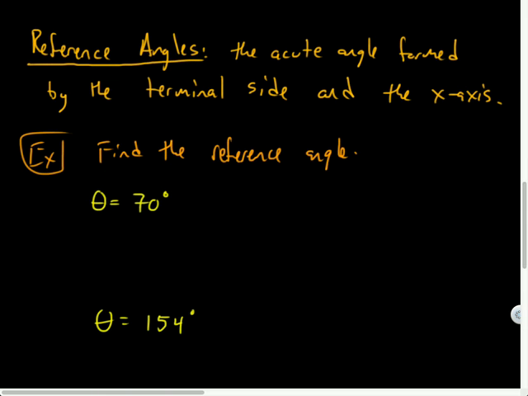So let's find the reference angle for these guys. And it's actually a really good idea to draw a picture. So, where is the terminal side of a 70-degree angle? Which quadrant? It's the first quadrant. Now, if this is 90 degrees, 70 must be somewhere around here. 45 degrees is your classic 45-degree angle right there. So here's 70 degrees.